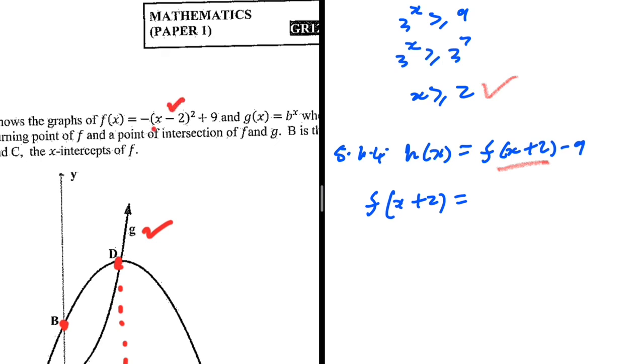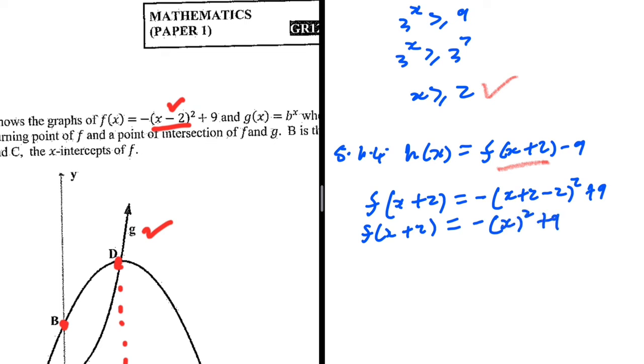It means to go to f of x and substitute x plus 2 in place of x. So we're going to have minus, in place of x, x plus 2 minus 2 everything squared plus 9. So this is f of x plus 2, and this is equal to minus x squared plus 9. So we have taken care of that part. Now let's take care of this part, minus 9. So we're going to have f of x plus 2, and then we just subtract 9. This is equal to minus x squared plus 9, and then minus 9, right?